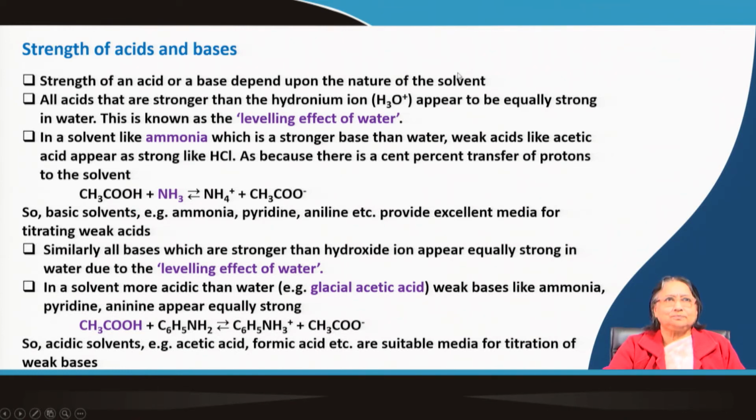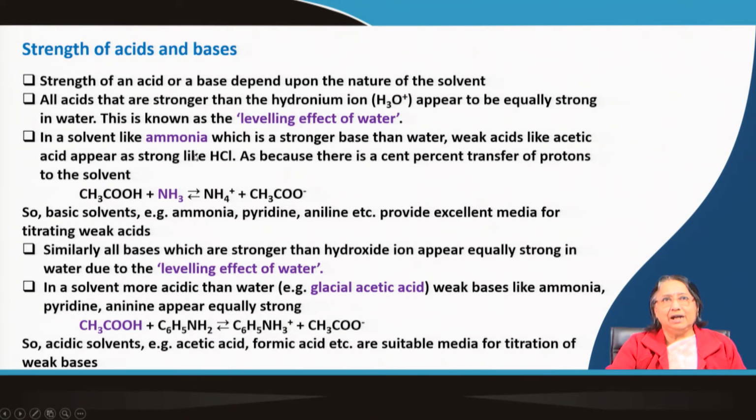All acids that are stronger than the hydronium ion appear to be equally strong in water. This is called the leveling effect of water. So, HCl, HNO3 and perchloric acid will all be the same. This is called the leveling effect in water, because all of them are stronger than the hydronium ion. Everything is leveled off by the water molecule.